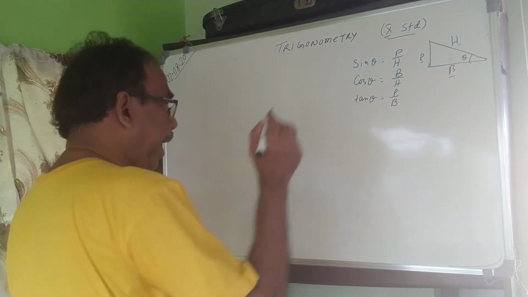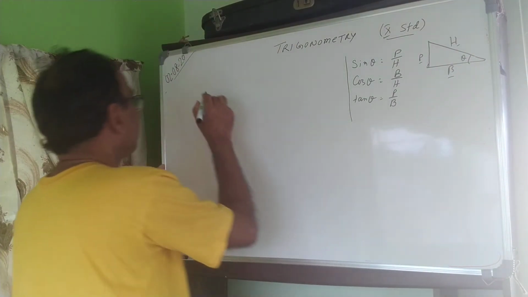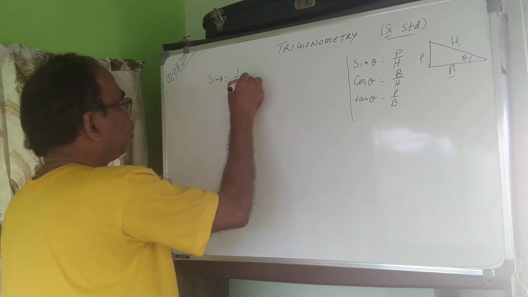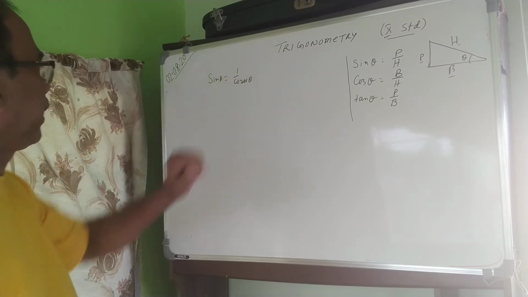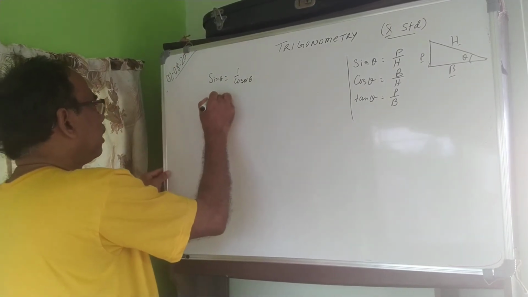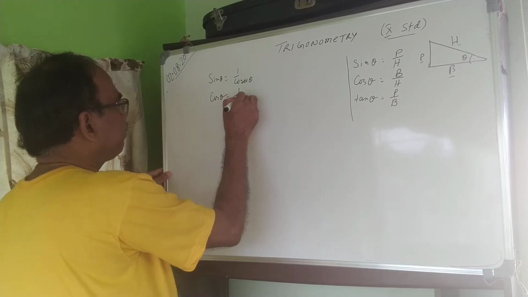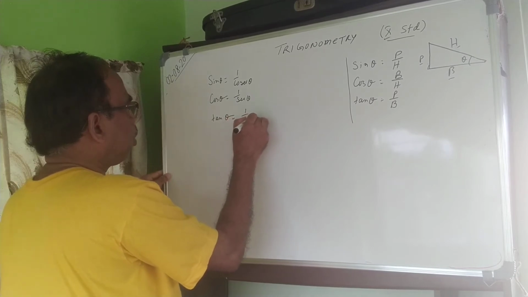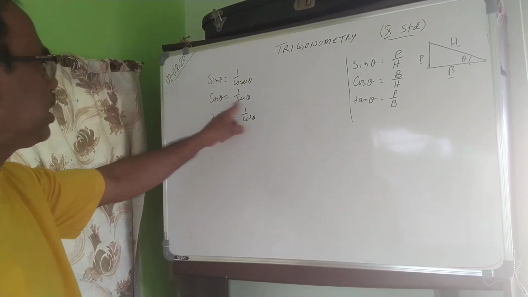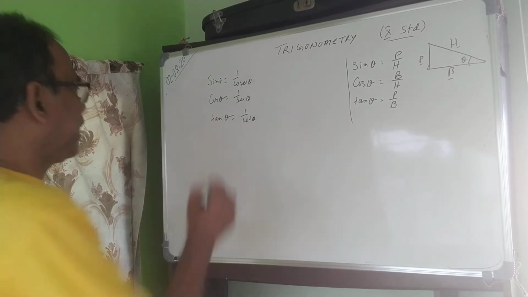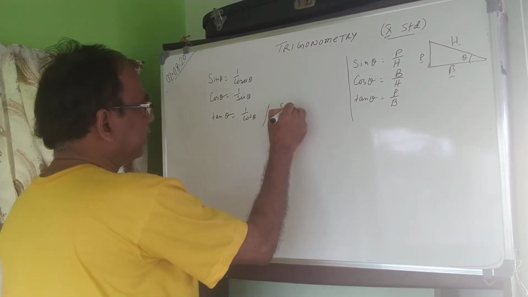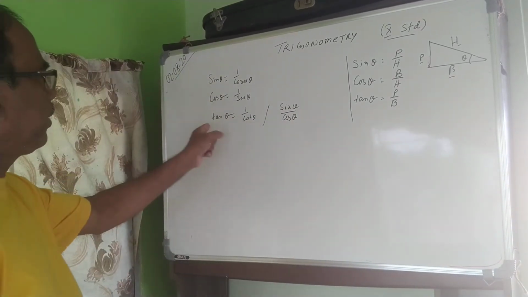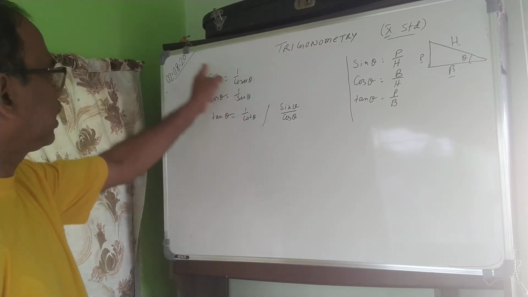Now there are a few more formulas. Sin theta is 1 by cosec theta. That is, sin reciprocal is cosec. Cosec theta is 1 by sin theta. Cos theta is 1 by sec theta, and tan theta is 1 by cot theta. So cos reciprocal is sec, tan reciprocal is cot. There is another formula, tan theta is sin theta by cos theta. Then cot theta is 1 by tan, sec theta 1 by cos, cosec theta 1 by sin.